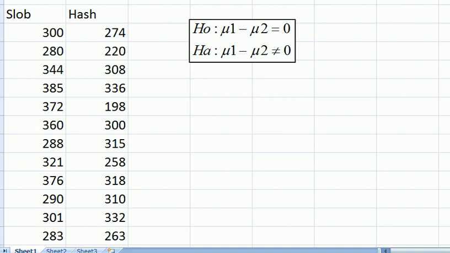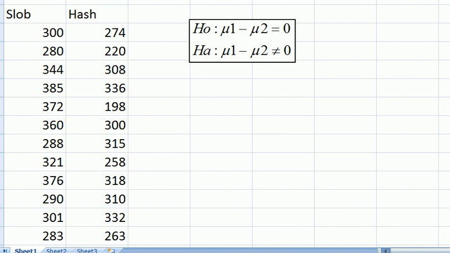Podcast is about testing two populations. So we have a test, we have two different populations, cakes from slob and cakes from hash, and we want to see whether or not the mean weight of the two populations is the same or is not the same. So our null hypothesis is that they are the same. In other words, the difference between mu1 and mu2 is zero, and the alternative is that they are not the same. Notice that we have two columns here.